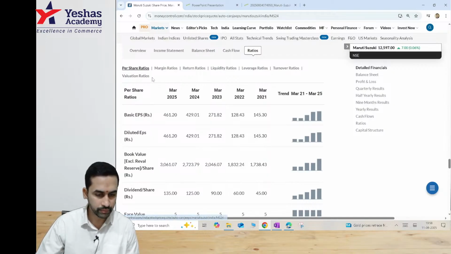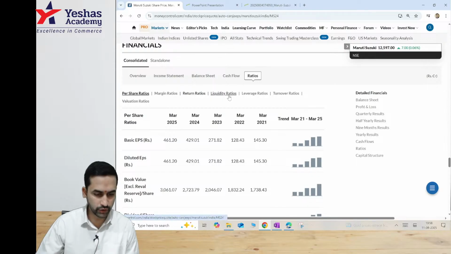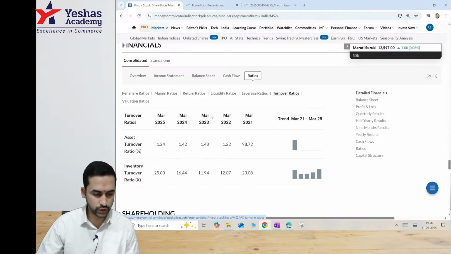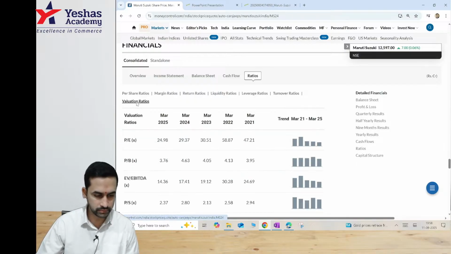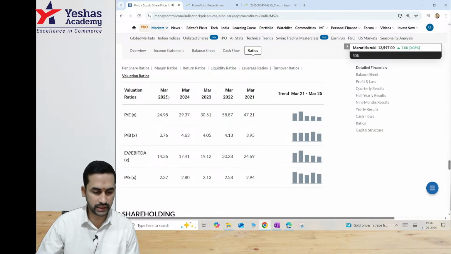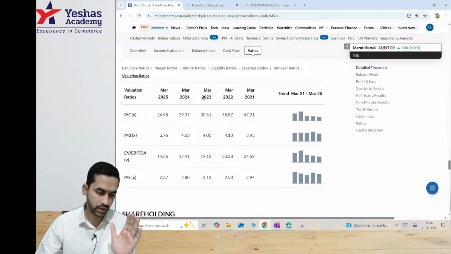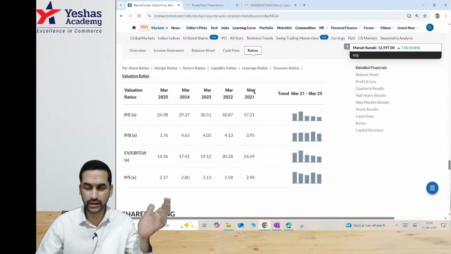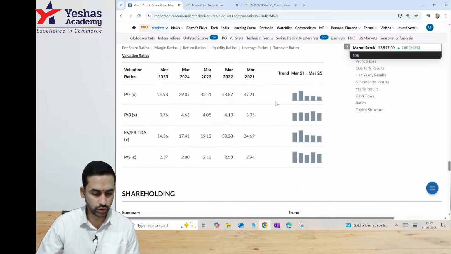And here you can see under the ratios, you have different varieties of ratios. You can click on turnover ratio, it will show you asset turnover, inventory turnover. You click on valuation ratios, you have price earning, price to book value, all of this. You can see 5 years. Always see the latest year data, latest and immediately previous. That comparison is enough. We are in 2025, check 2025 and 24. If you go back 5-6 years, now you'll get confused. 2 years comparison is easy also.